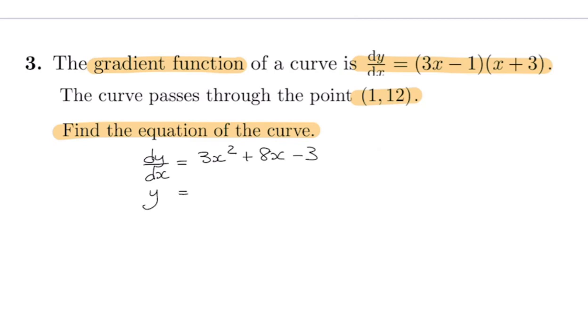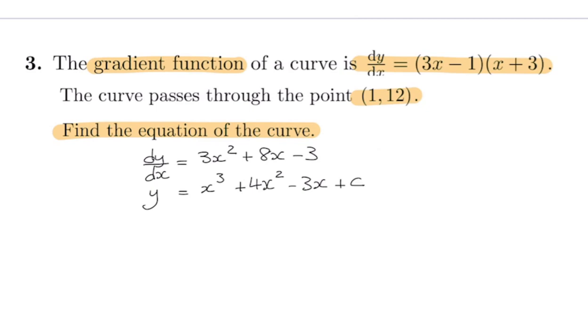So we're going to integrate it. And this time I'm going to skip the intermediate step. So 3x squared will become 3x to the power 3 over 3, so that's just going to be x cubed. And then 8x squared over 2 will give you 4x squared. And then minus 3 becomes minus 3x. And then, of course, we need to put plus c.